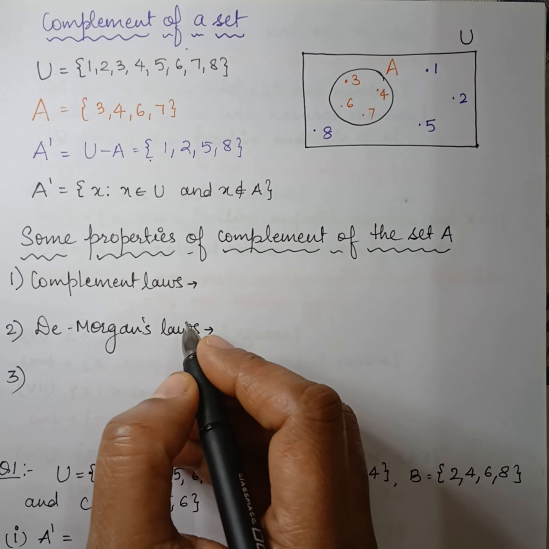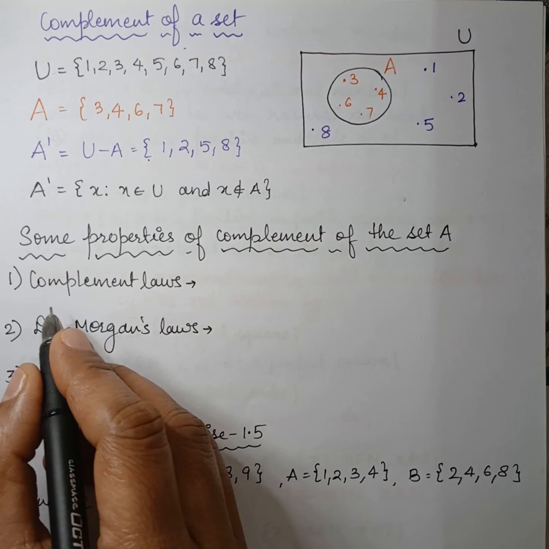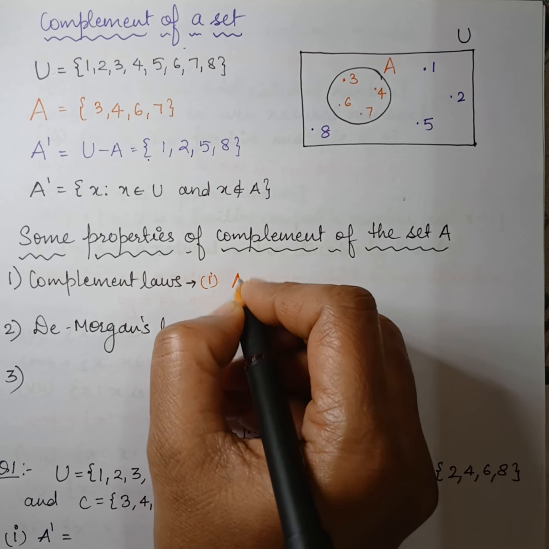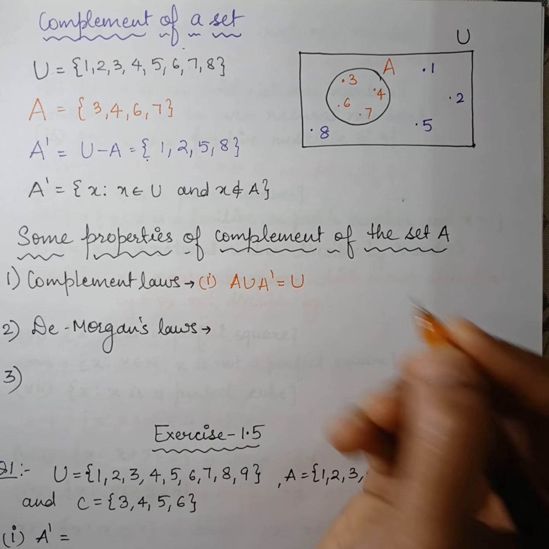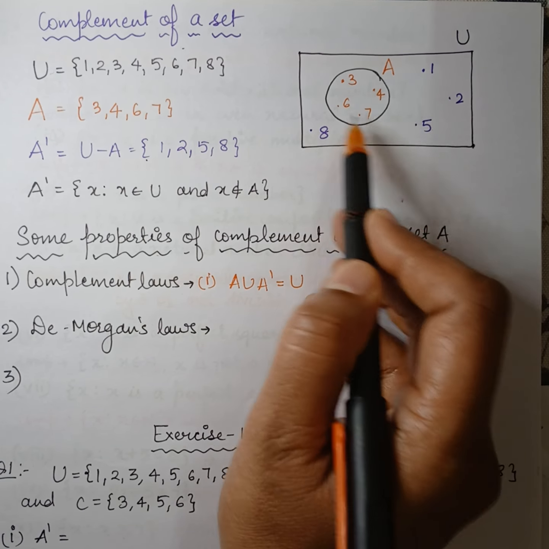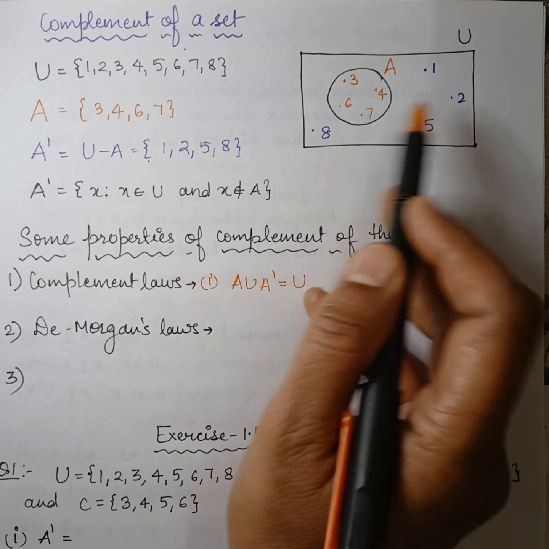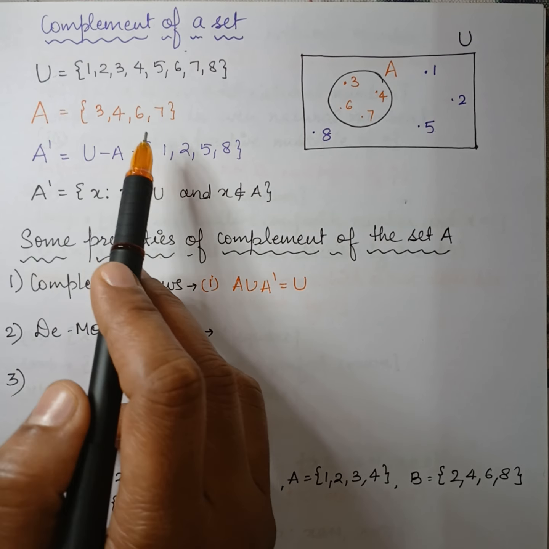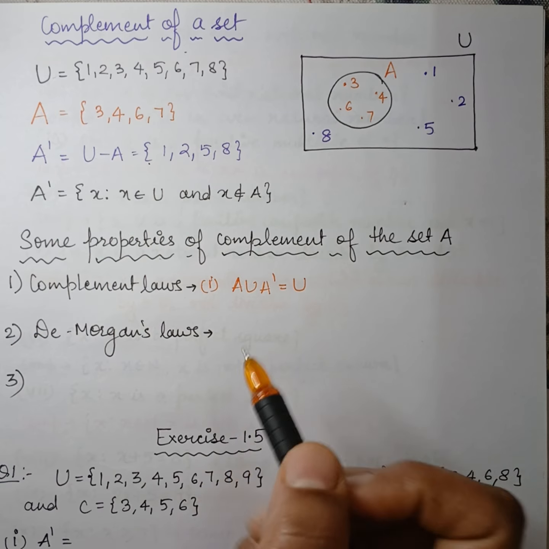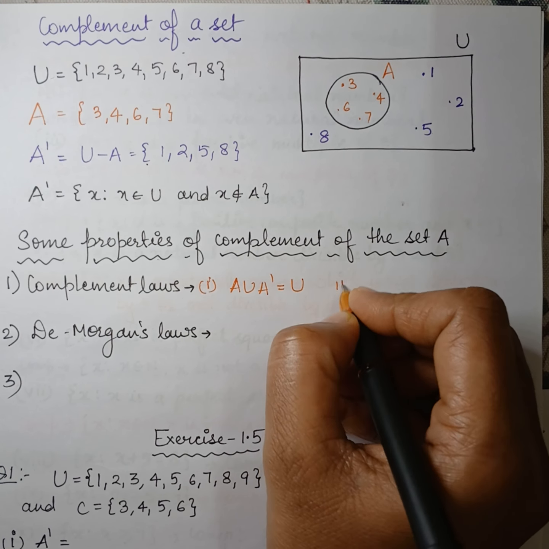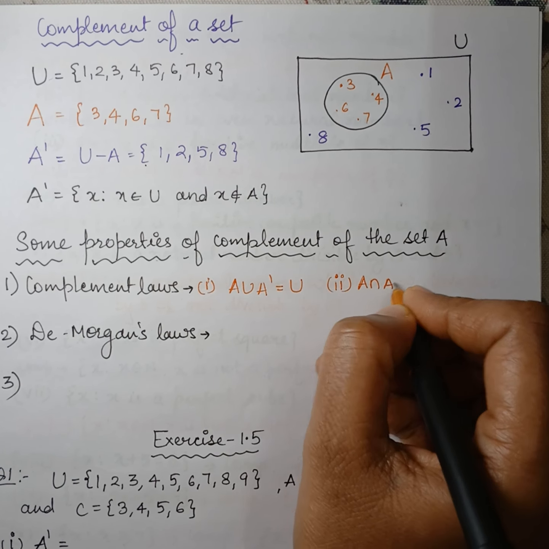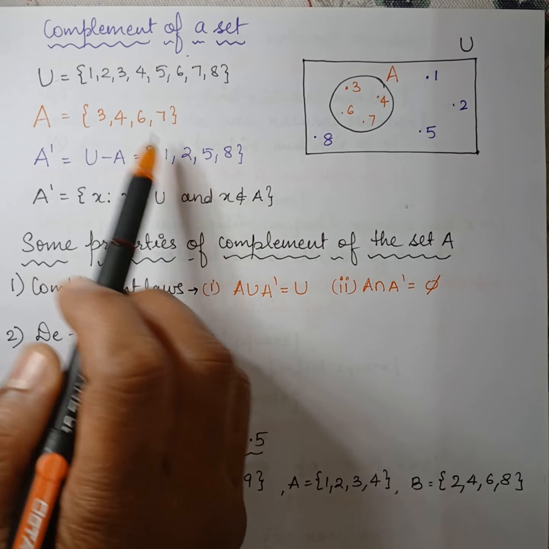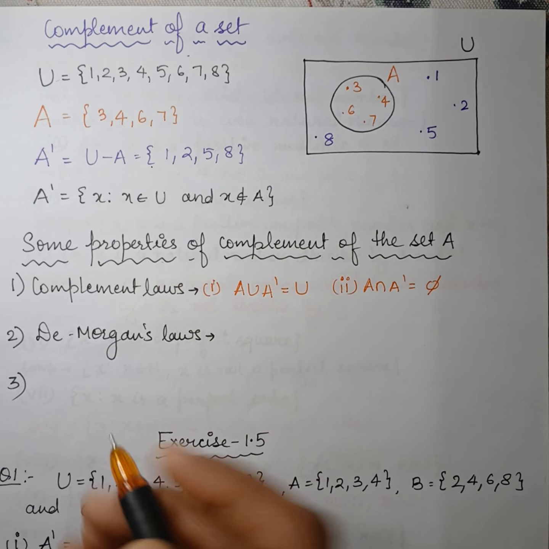So there are some properties of complement of the set. The first one is complement law. In complement law, we have two properties. A union A complement will be equal to U. That is understood. If I take the union of both A and A complement, I will get the universal set. And the second one is A intersection A complement is phi. That is also true. You can see that there is nothing common in these two, so their intersection will be phi.